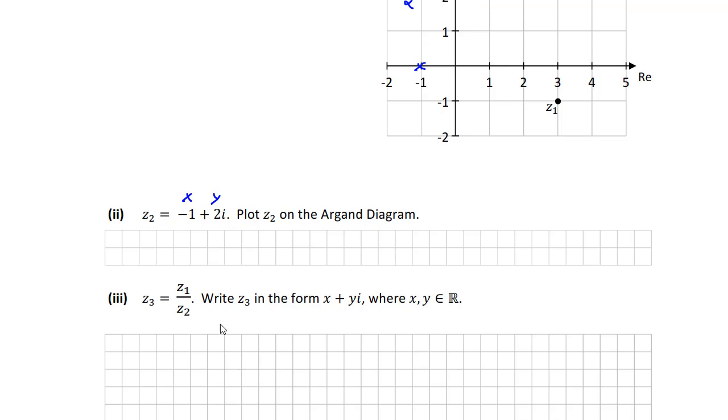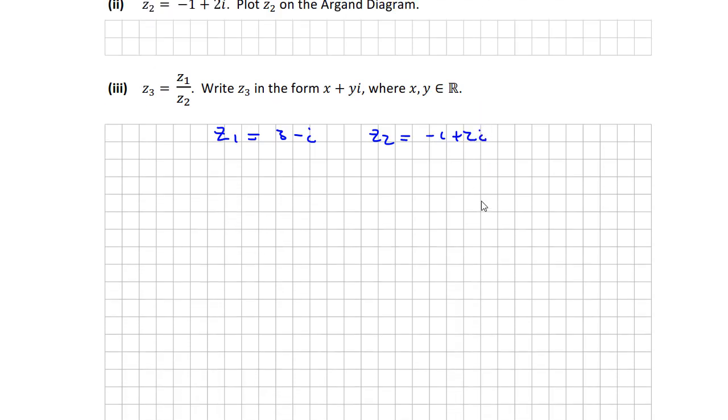And for part 3, we have z3 is equal to z1 divided by z2. Write z3 in the form x plus yi. Okay, so we know z1 is equal to 3 minus i. We can see it here. z2 is equal to -1 plus 2i. So z3 then is equal to these numbers, z1 divided by z2.